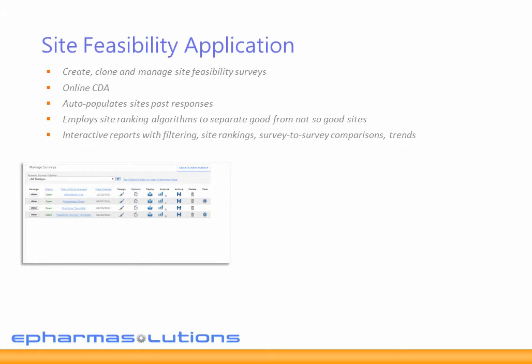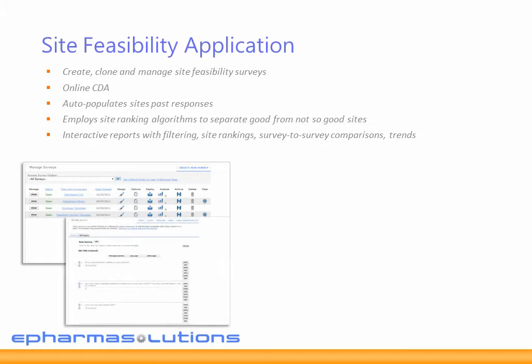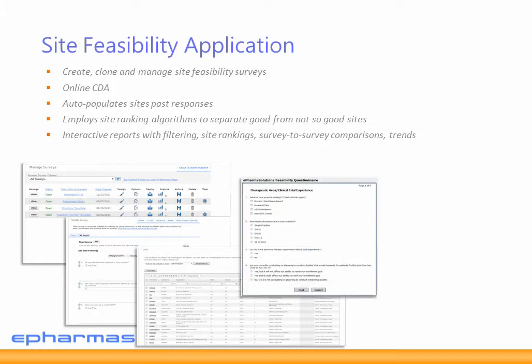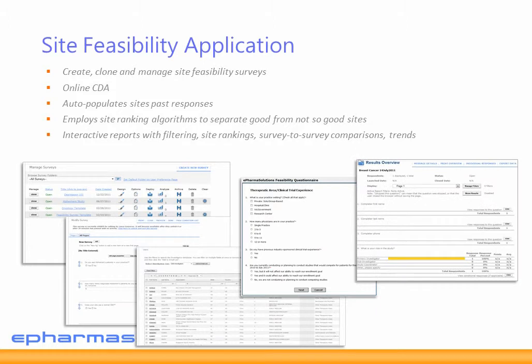Study teams can create new surveys, clone and edit existing surveys, and maintain a library of questions for fast survey setup. The site feasibility application also includes an online CDA feature and can link to protocol summaries once the site electronically signs the CDA. Past survey responses can be auto-populated for sites to make it faster for them to complete the survey, and surveys can include weighting algorithms to help rank the best sites for each study. The system also provides robust reports with filtering, summary responses, individual responses, and survey-to-survey comparisons.